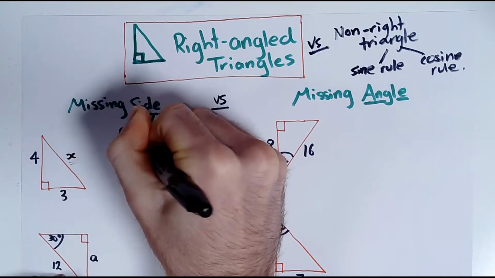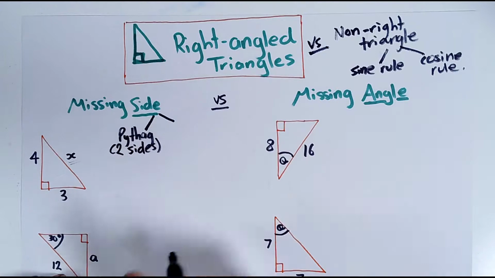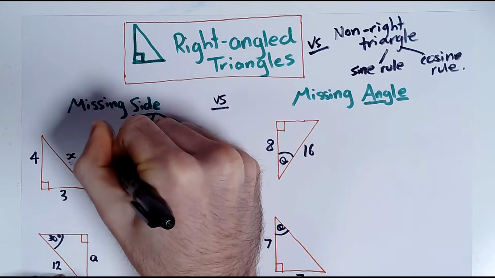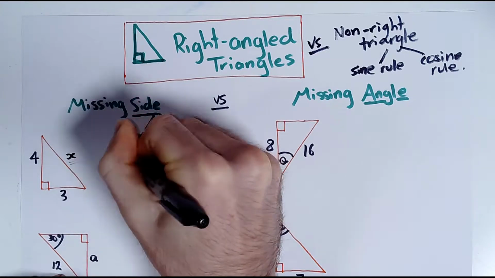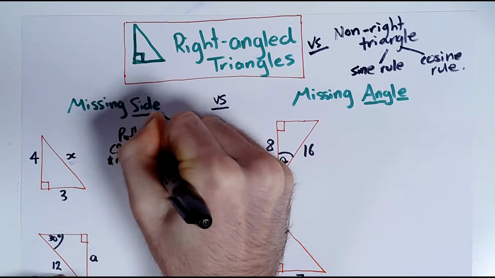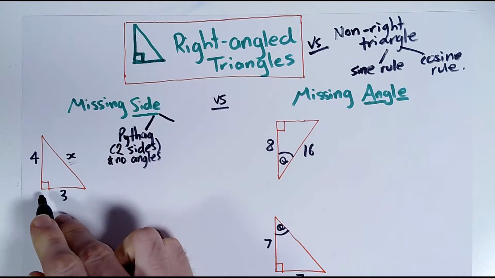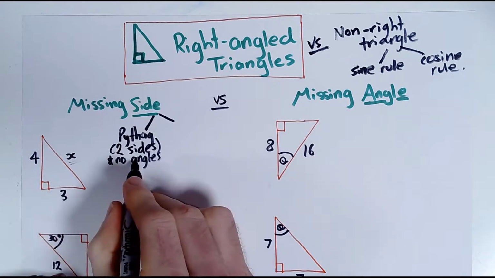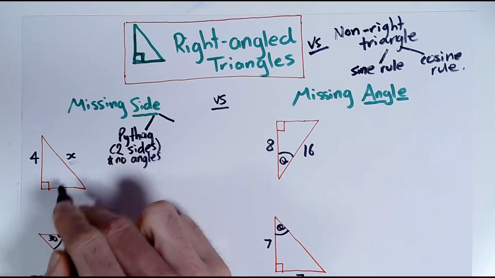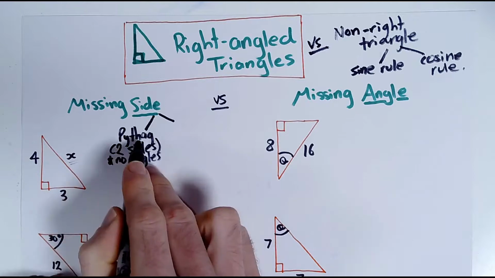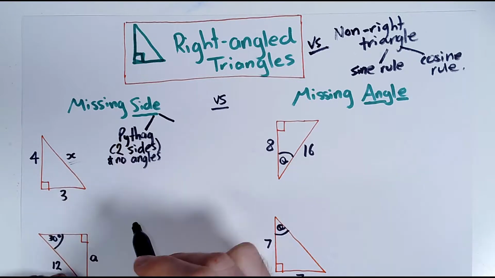So you use Pythag when you are given two sides and no angles. So you're not given any angles except, of course, the 90-degree angle, which makes it a right-angled triangle. So if you were given no angles and two sides, to find the missing third side, you use Pythagoras, which we'll do in a second.